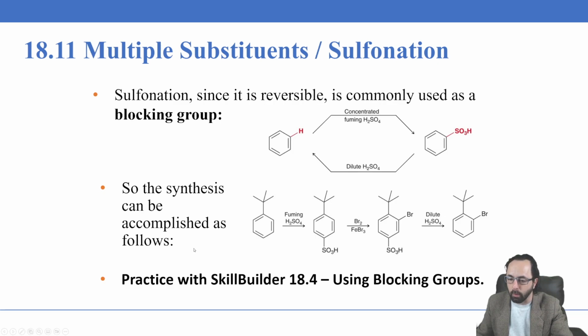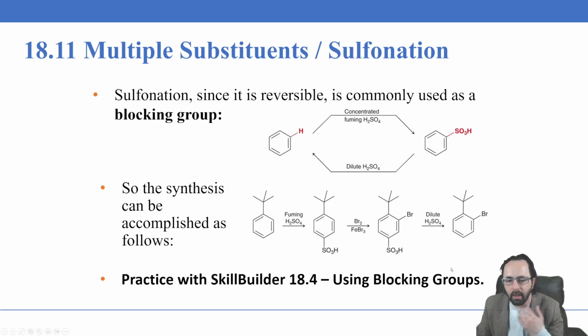So the synthesis would work like this. We'd start by reaction with fuming sulfuric acid, which would preferentially add the sulfonate group to the para position due to the fact that the ortho positions are very sterically hindered. Then when we do the halogenation, at that point the only possibility is installation at the ortho position. And so installation at the ortho position occurs. Then we treat with dilute sulfuric acid to undo the sulfonation. And then we have the product.